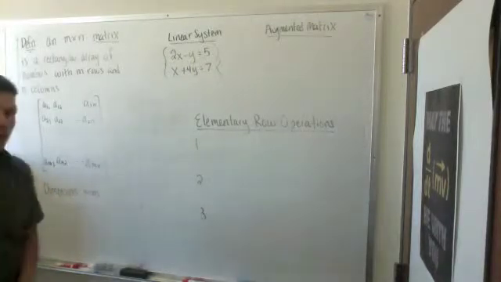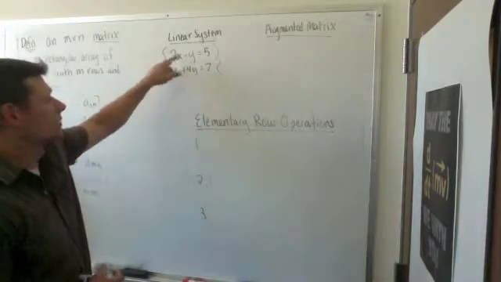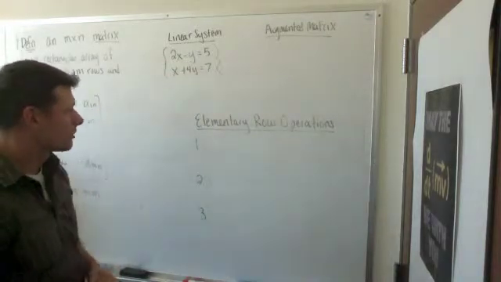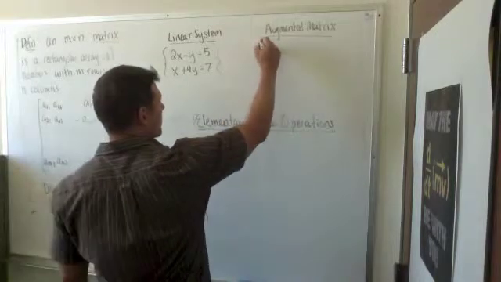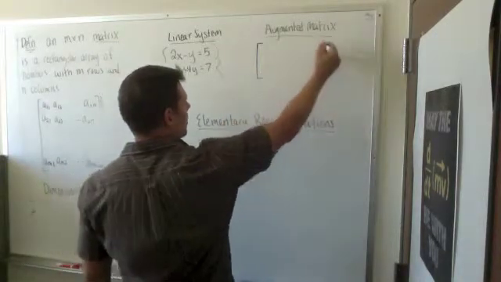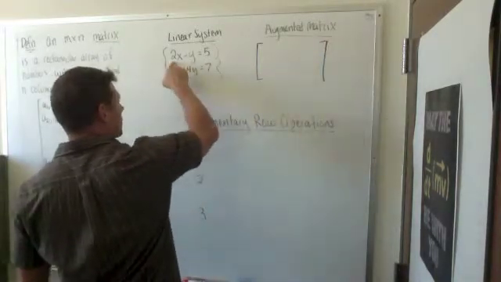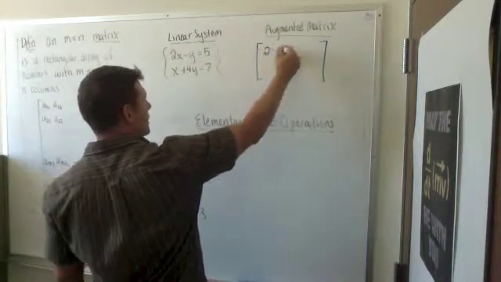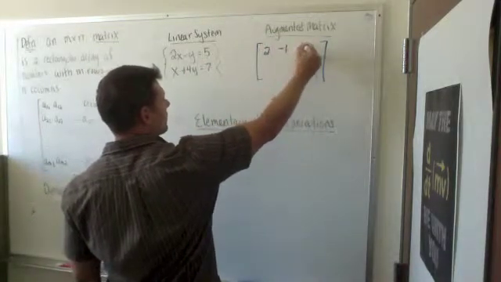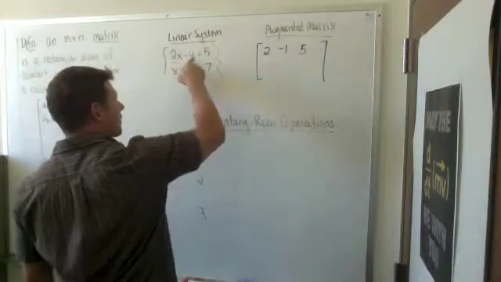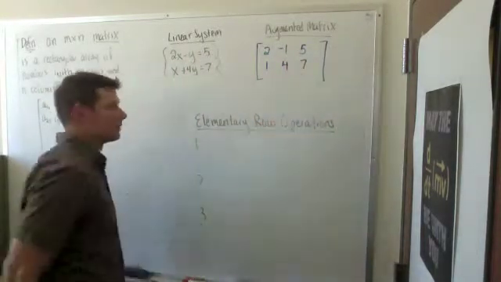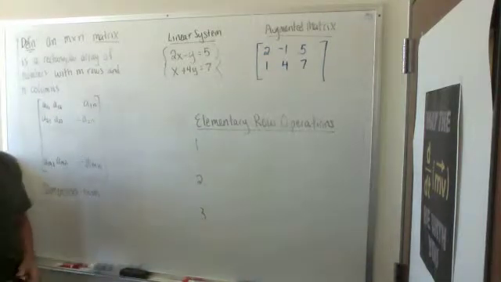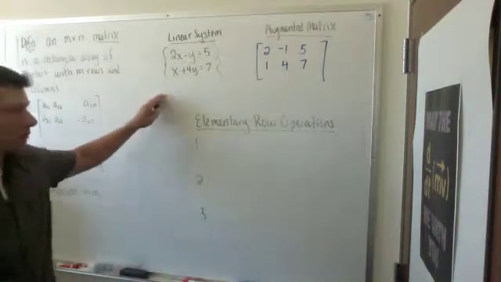So, if we're given a linear system, 2x minus y equals 5, x plus 4y equals 7, we can convert that into a matrix, an augmented matrix that looks like this. What we do is we take the numerical coefficients and we write them into a matrix of this form. So 2, -1, 5, 1, 4, and 7. So that's the augmented matrix based upon this linear system.